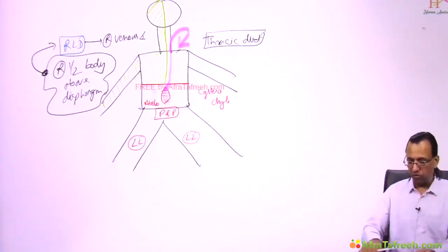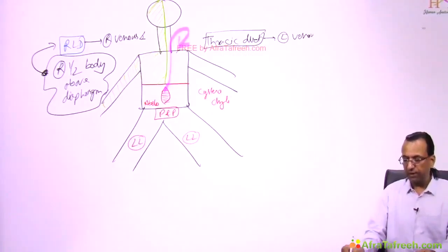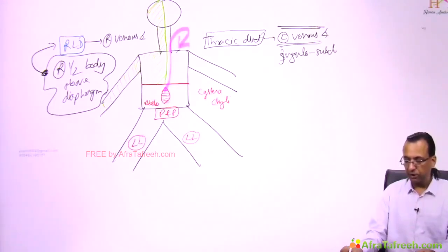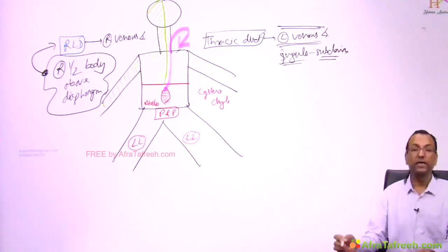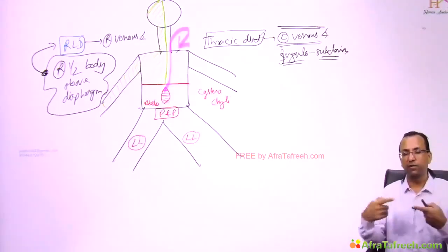That drains into the cisterna chyli, which drains into the thoracic duct, which drains into the left venous angle. And what is the left venous angle? The venous angle may be right or left. It is called the jugulo-subclavian venous angle. It is the junction of the two veins, the jugular and subclavian veins.